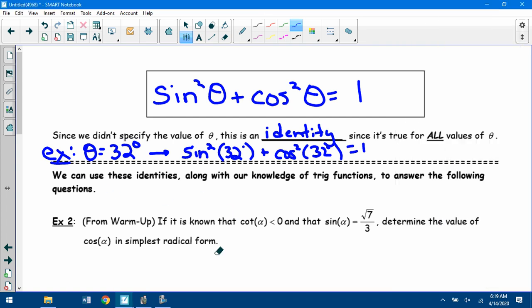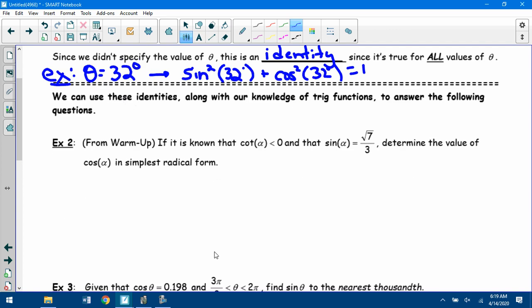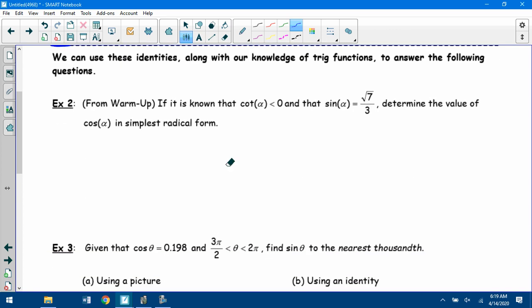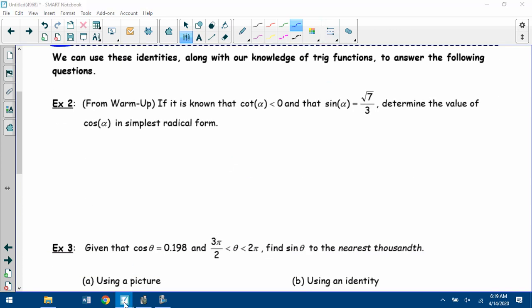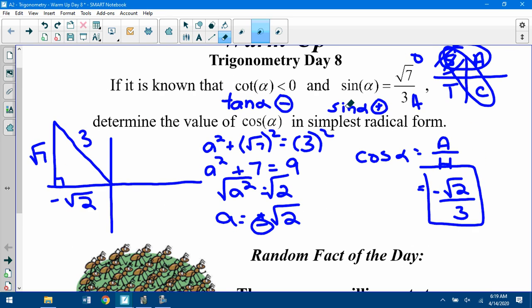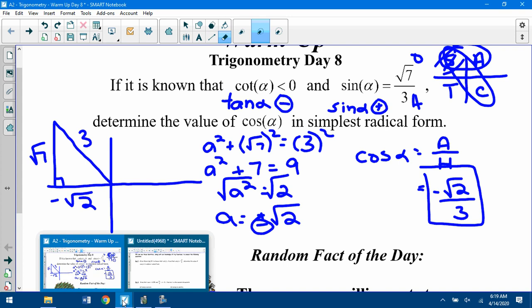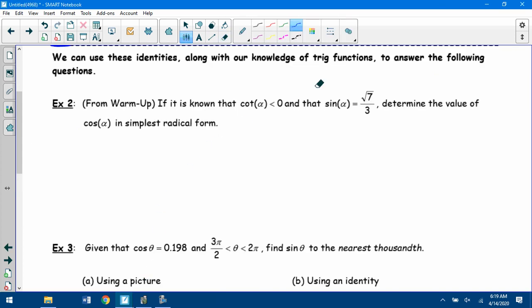All right, using these identities along with our knowledge of trig functions, we can answer these questions. Here's the warm-up again. If you remember the warm-up, do I still have it up? Yep. Exact same question. I drew my picture, used the Pythagorean theorem to get the other side, and then did SOHCAHTOA. You can always do that. That's fine. Here's another option. So you still have to figure out what quadrant you're in. It's known that cotangent is less than 0, so again, that means that tangent is negative, and that sine of theta is radical 7 over 3.